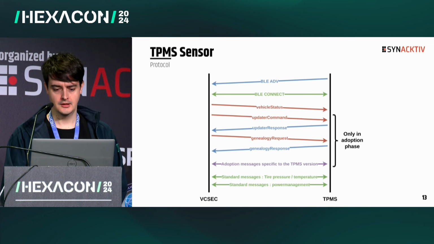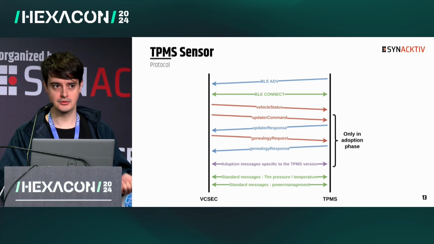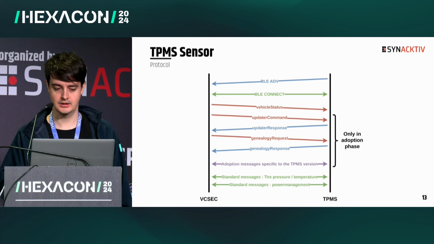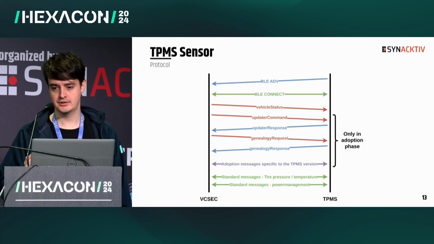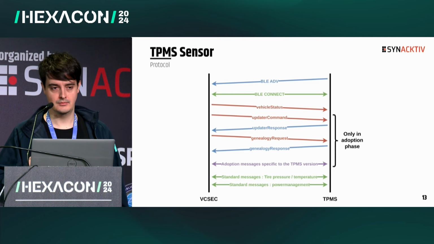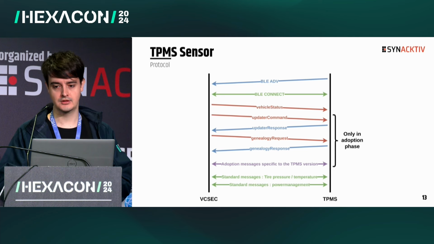So we studied the protocol. To do that, we used the real TPMS, and we looked at the messages it was sending, and we also compared with the protobuf file we had from GitHub to analyze the protocol and understand how it was working. So first, VCSEC connects to the TPMS when the TPMS advertises. After that, it will send some vehicle information. This message can contain whether the car is locked and whether the user is near.